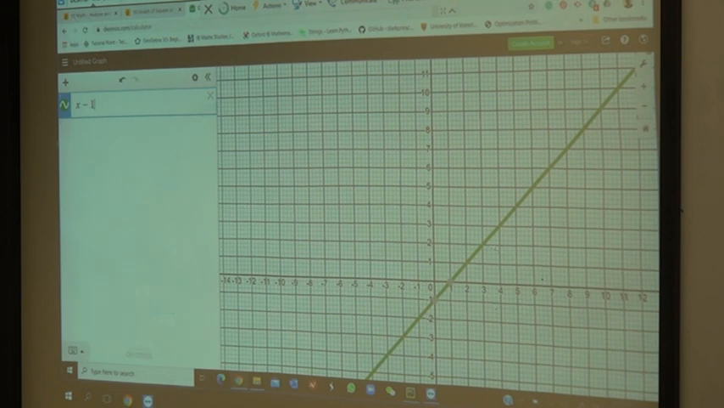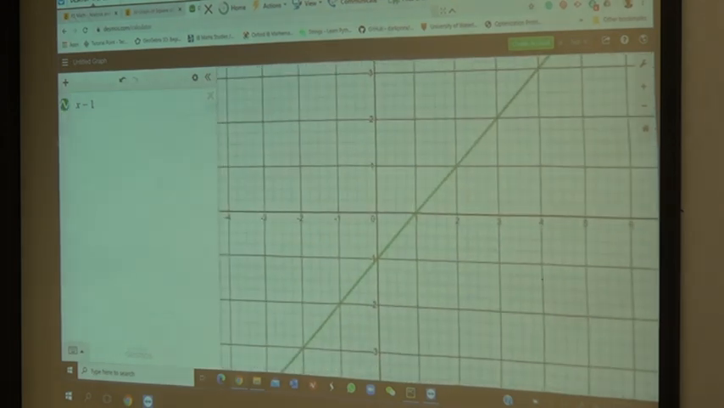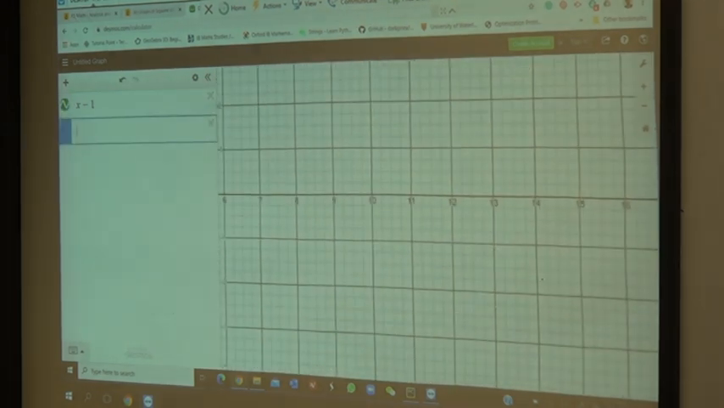Alright, everyone listen. So this is the original function. Shh. This is the original function. Now let's look at the absolute value of this function. Oh, no, that's not absolute value.